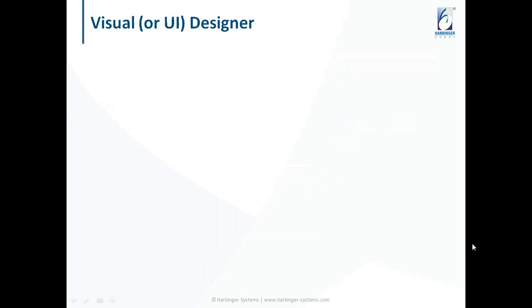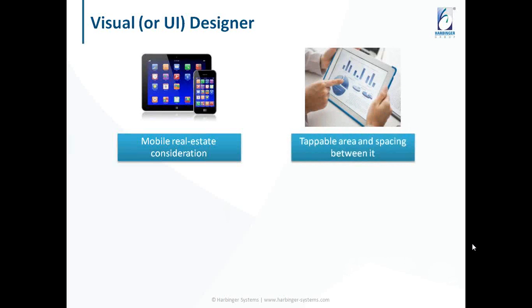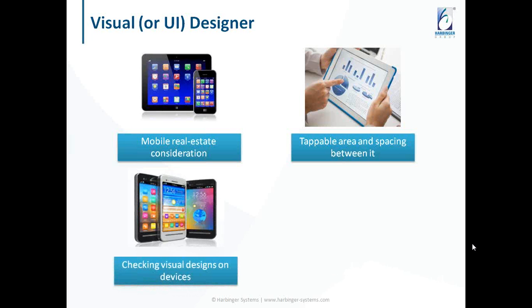The third important role is the visual designer. We call it the UI designer as well. He or she is the person who gives the face to the design. Giving the face to the design is visual designing, and while doing it, one has to remember the mobile real estate. Every time he or she has to consider the mobile real estate. While designing the interface, again the critical factor of mobile is tappable area and spacing in between. By considering that, the visual designer can add value.